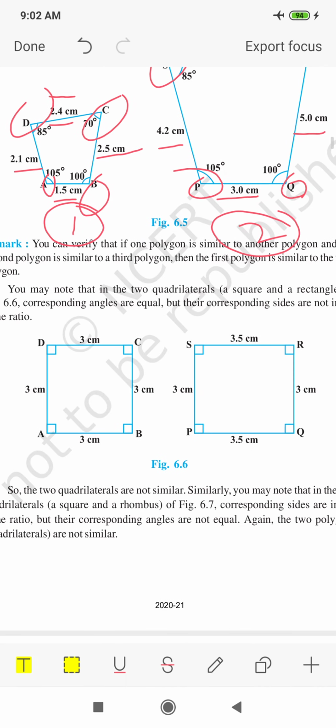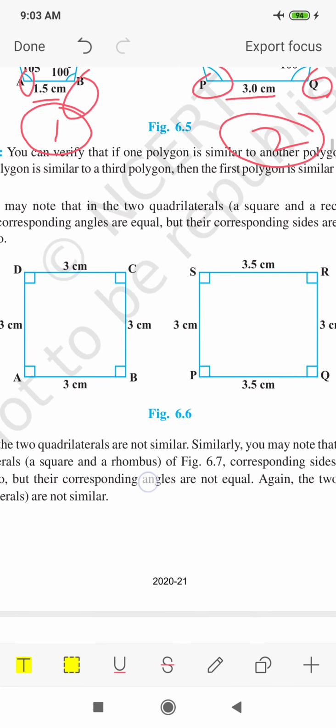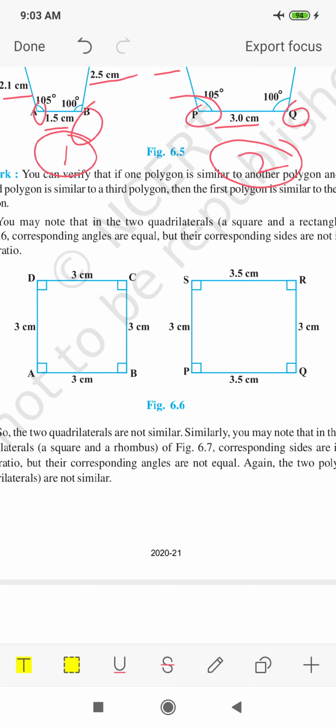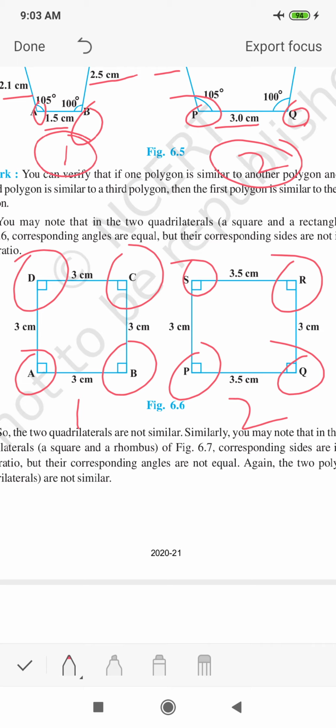Now consider the second example. Two squares are there. This is the first square and this is the second square. Check their angles. All angles are equal, 90 degrees: A 90, P 90, B 90, Q 90, C 90, R 90, D 90, S 90. So the angles are equal. One condition is not sufficient. We have to check the other condition also: whether their sides are in the same ratio or not.